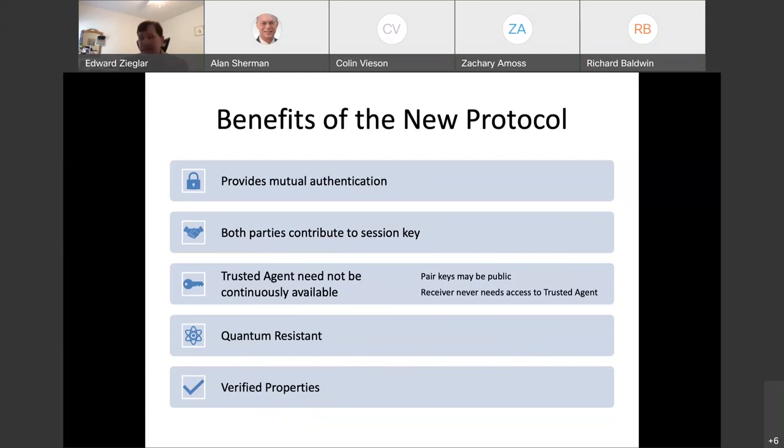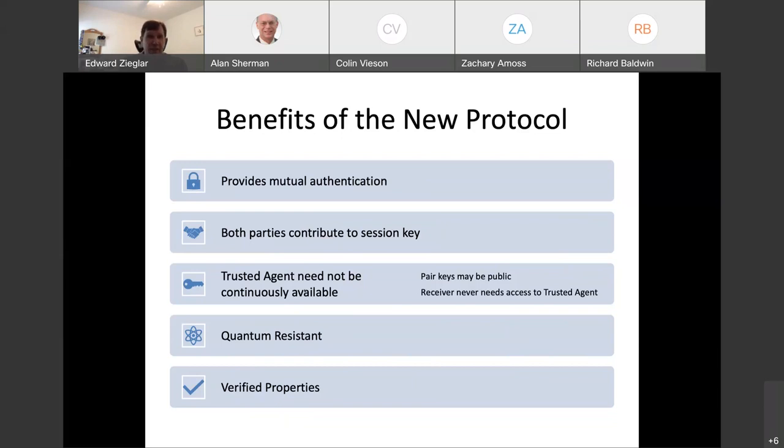The receiver never needs access to the trusted agent in these schemes, because the key is built from the identity of the party that wishes to communicate with you and your private key. You don't have to talk to the trusted agent. This is sort of how it works in the scheme that they were coming up with.